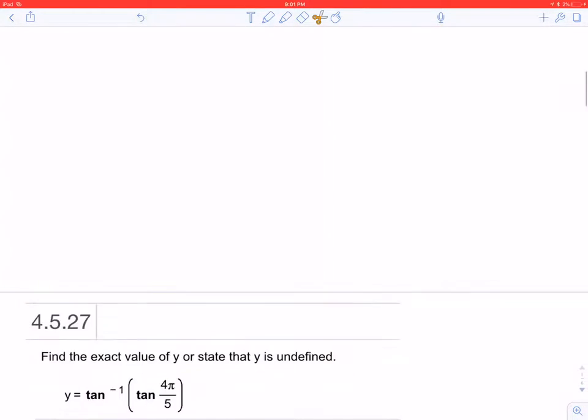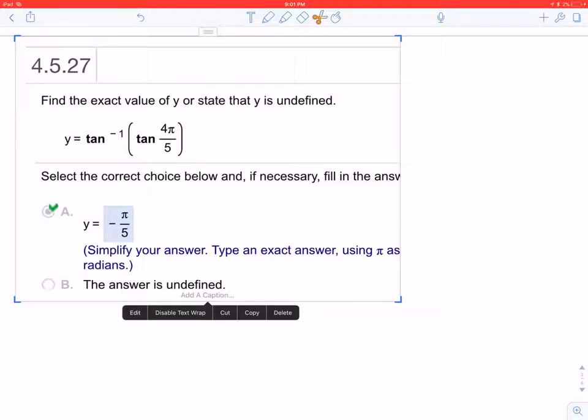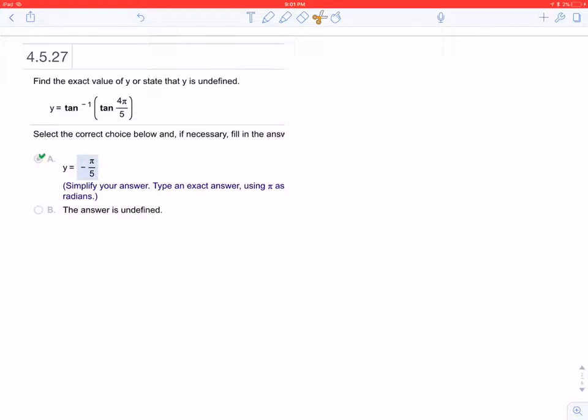We have an exam coming up in the next couple of days, so let's just take a look and see what came in. This first one comes from Precalculus, and we're asked to find the exact value of y or state that y is undefined. Okay, so let's take a look at it now.